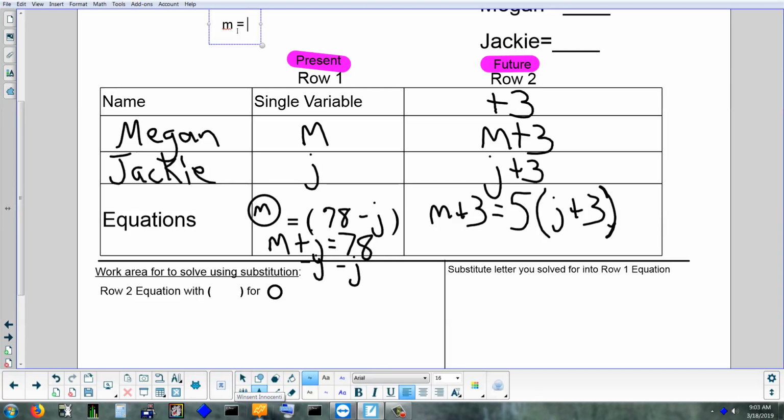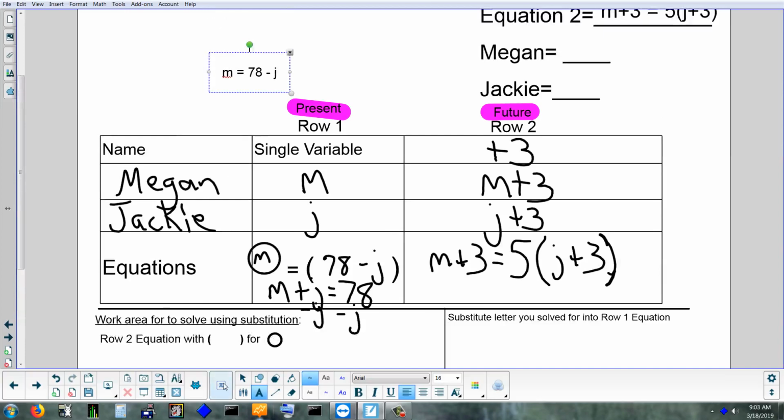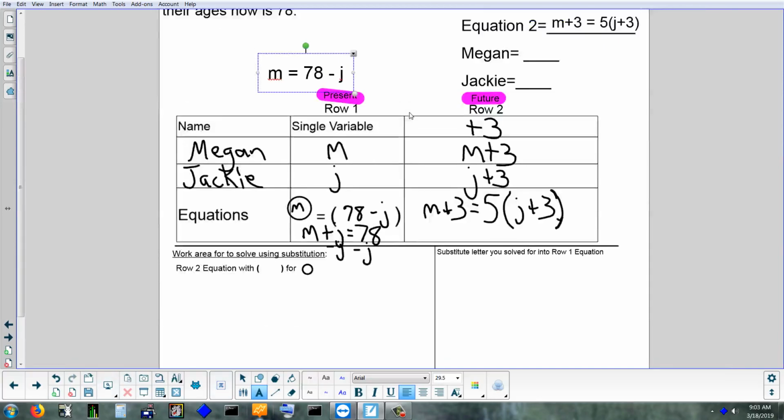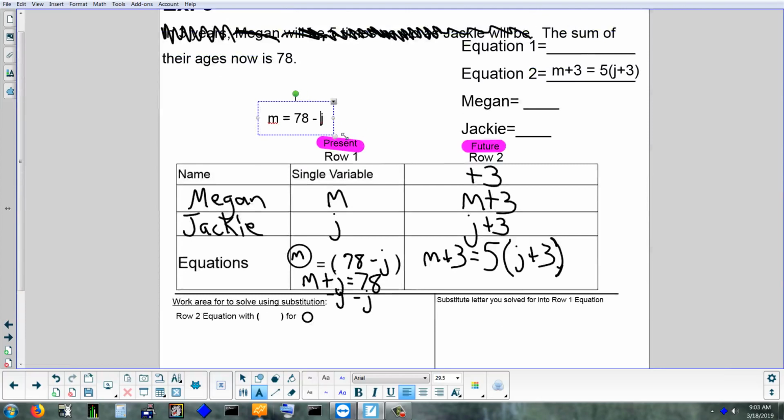So if it says the sum of their ages in the problem, you cannot just go ahead and substitute it. You have to rearrange it. You have to get one of the variables by itself to be able to plug it in. All right? Now we can substitute.